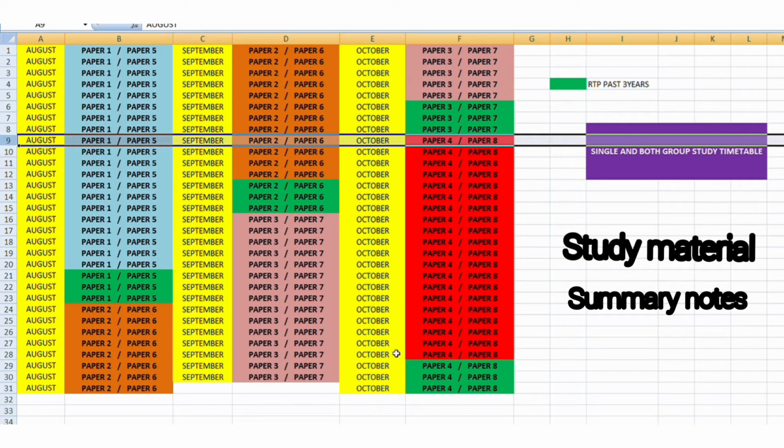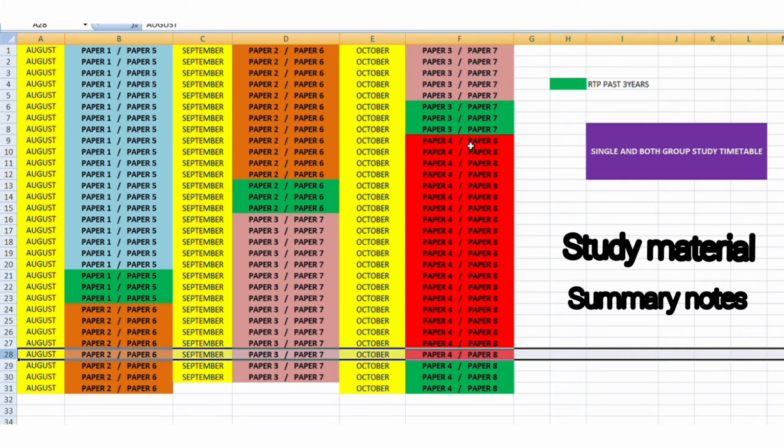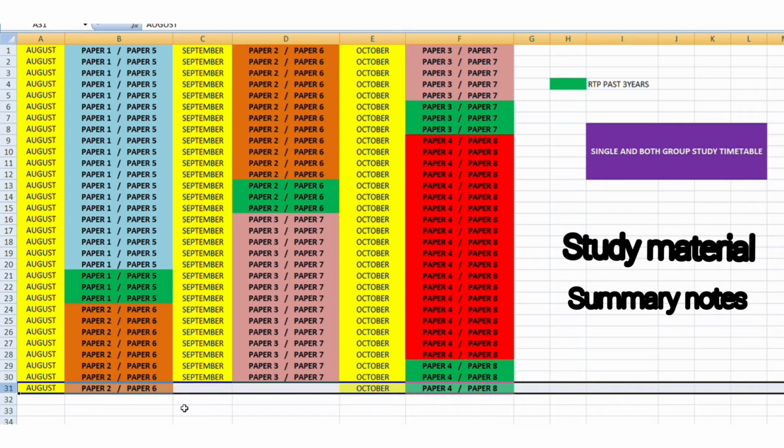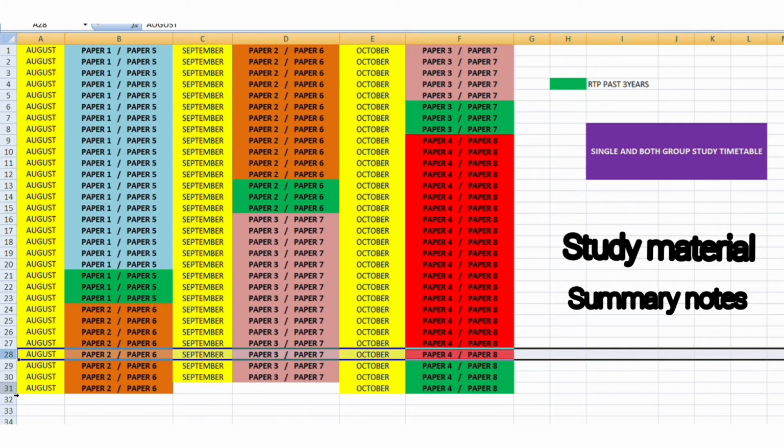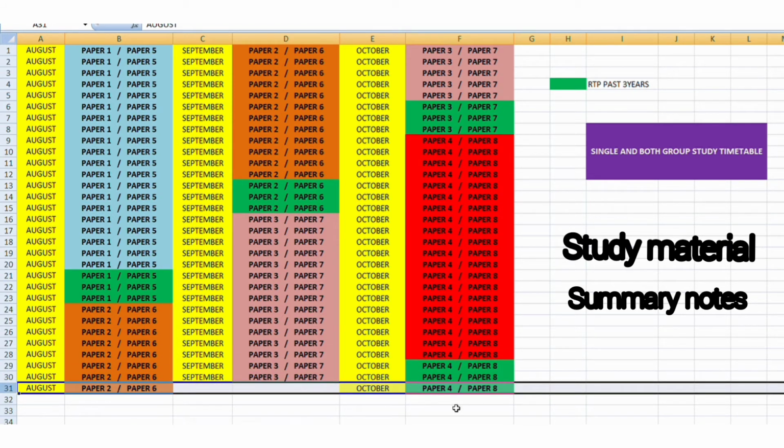Paper 4 will be your taxation, and for group 1 and paper 8 will be your financial management and economics for finance for group 2 students, and that is a 20-day slot, and we'll end up on October 28th, and next is a 3 days revision and RTP, 3 years past RTPs. Okay, so we will complete it on 31st August. By the time we will complete it.